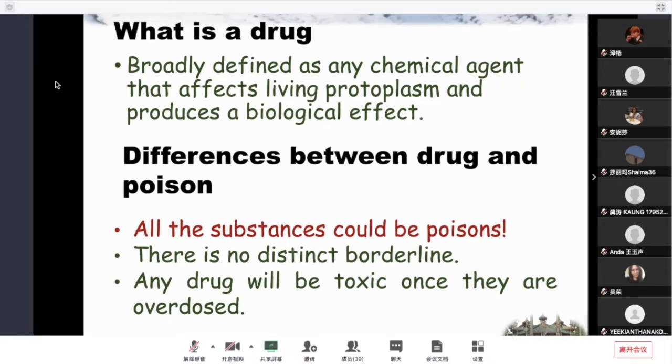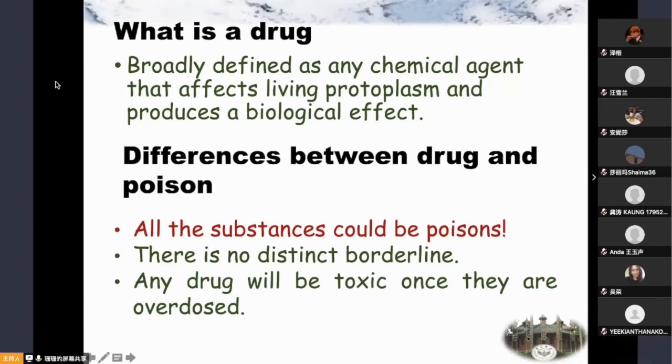The dose actually differentiates drugs from poisons. That means if you use a large dose, any drug could be a poison with overdose.